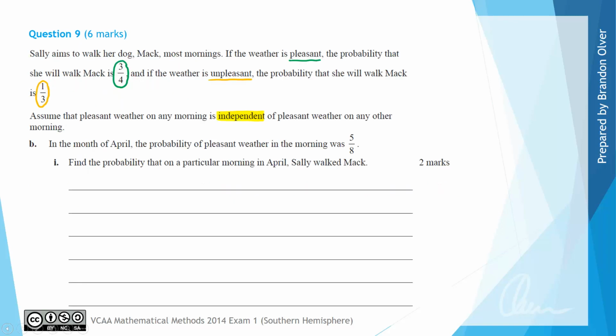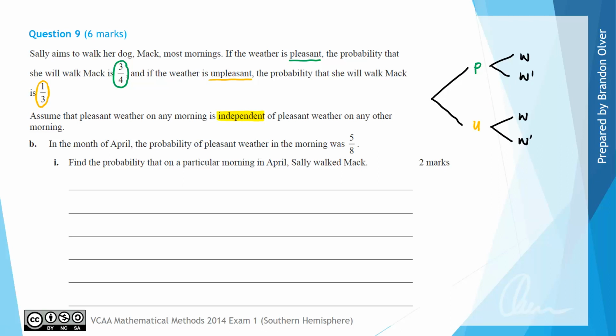For part B of this question, we're told that in the month of April, the probability of pleasant weather in the morning was 5/8. For part I, we want to find the probability that on a particular morning in April, Sally walked her dog Mac. To answer this, we're going to start off with another tree diagram. The first outcome is whether it's pleasant or unpleasant on the morning, and then we consider whether or not Sally walked her dog Mac: whether she walked the dog, W, or didn't walk the dog, which is W complement.